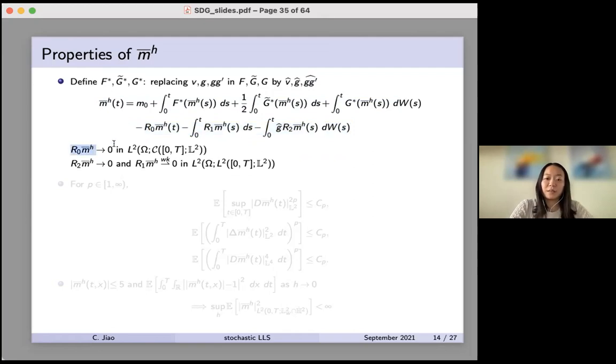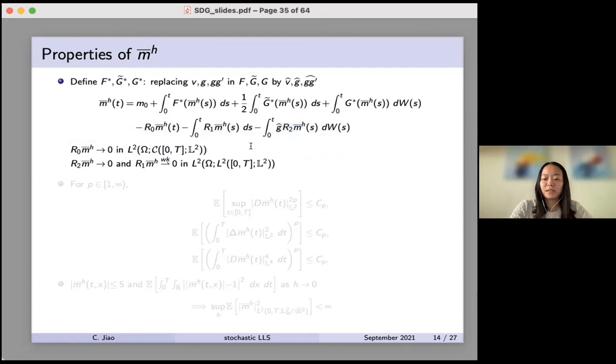R0 comes from the difference between m bar and m hat, just the zeroth order term. So this converges to 0 strongly in this L2 Omega continuous time L2 space. R2 comes from the difference between the two interpolations as well as their derivatives.